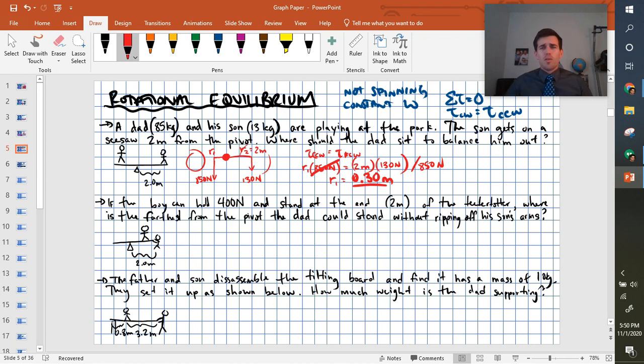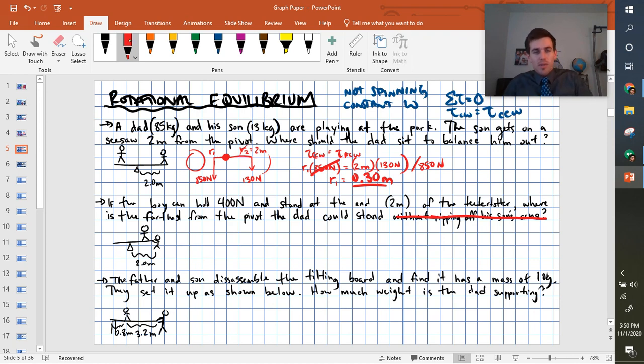So we already know the boy can't hold more than 400 newtons. And he's standing at this 2 meter long end. So we want to figure out where the farthest the dad's going to get before his son's arms get ripped off. Oops, that makes it look like not a good father. We're just going to figure out the furthest he could stand.